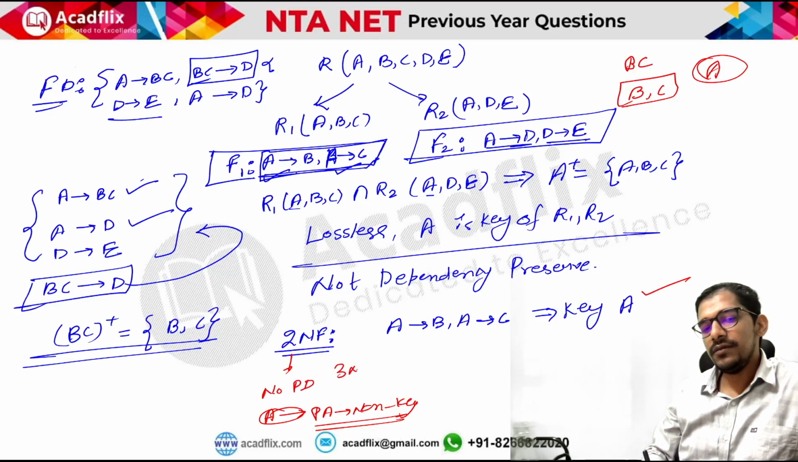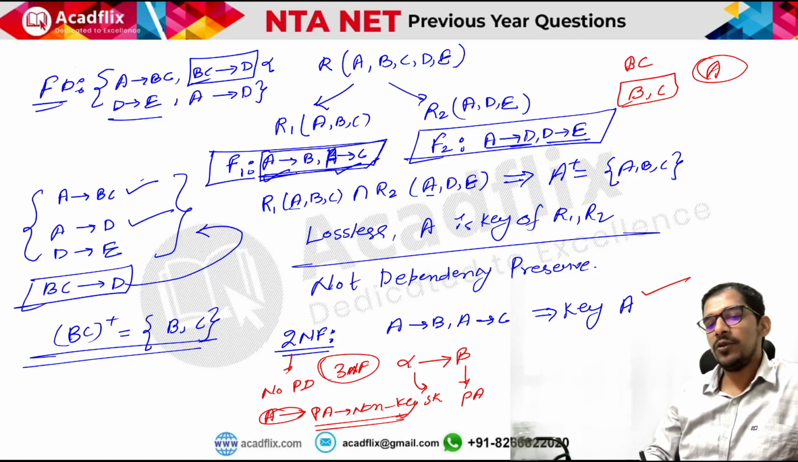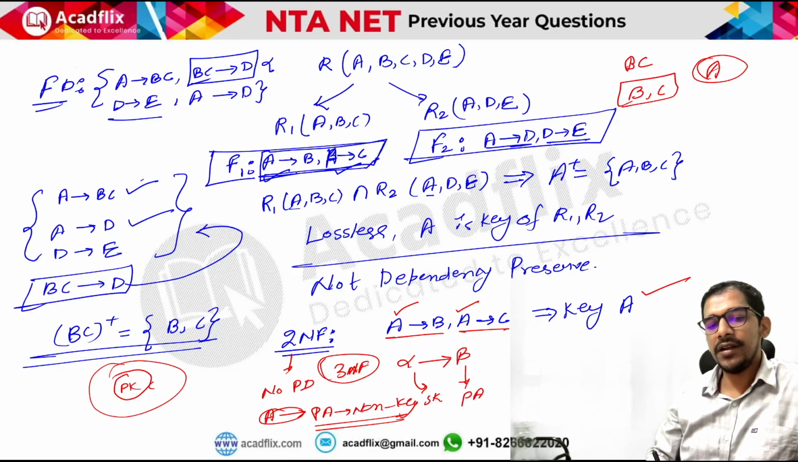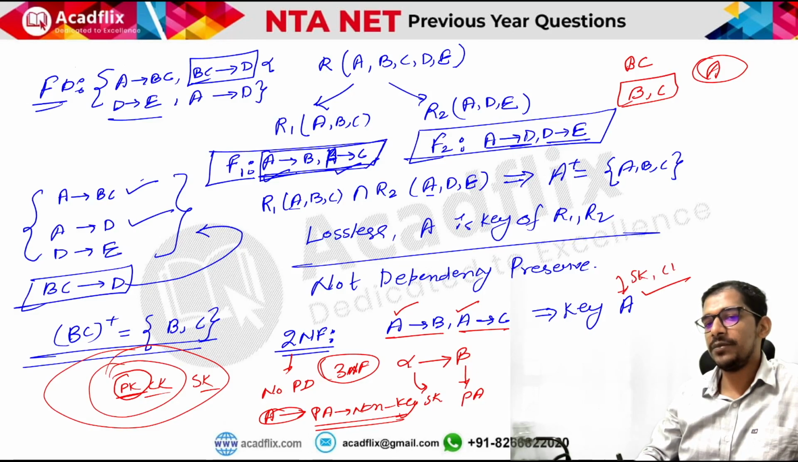Check for 3NF. 3NF says that for a functional dependency, either the left hand side should be a super key or the right hand side should be a prime attribute. We can see that in both of the functional dependencies, the left hand side is a super key. Do not be confused about super key: every primary key is a candidate key and every candidate key is a super key. So A is a super key, candidate key and primary key, all.